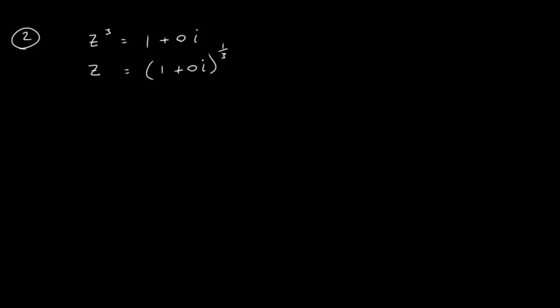So let's do that. If we have a look here at our Argand diagram, we have our real axis here and our imaginary axis up along here. And where does 1 plus 0i lie on that? Well, it's going to be out here on the real axis, somewhere out here. So this is our 1 plus 0i out here. Now we can see the distance out along here is 1.